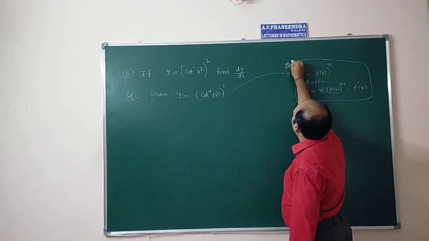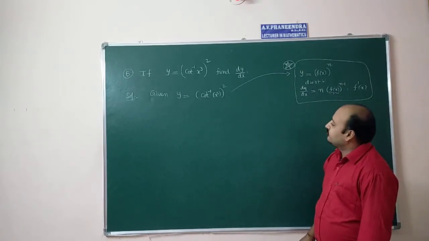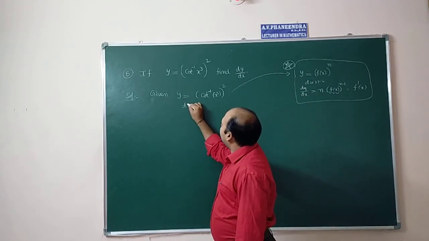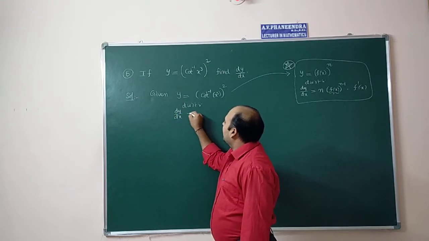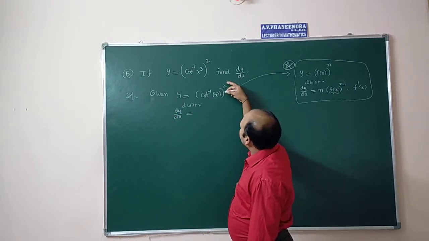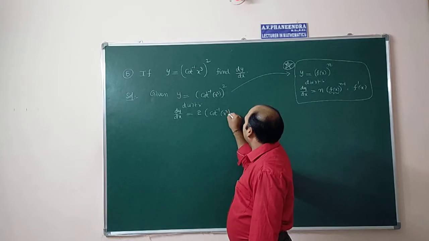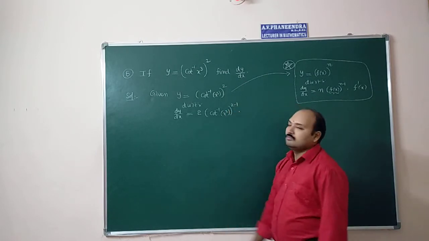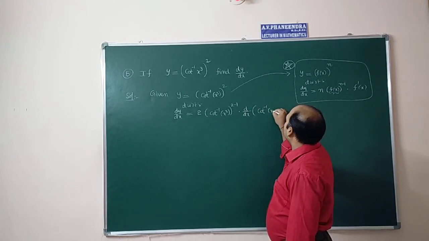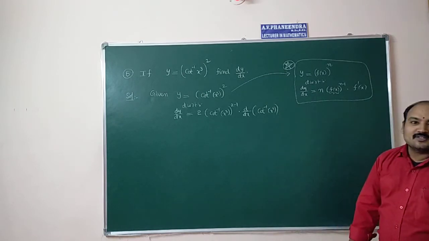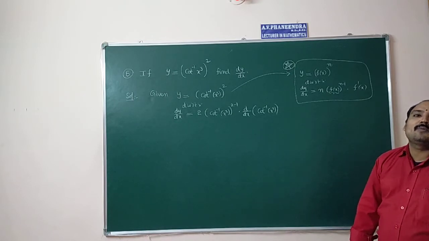This is the application. How to do it? Here also f of x is cot inverse x cube. So first you have to apply this step. Differentiate with respect to x. The derivative of y is dy by dx equal to f of x whole power n. N is equal to what here? 2 into cot inverse of x cube whole power 2 minus 1 into d by dx of cot inverse of x cube. Do you know the formula of d by dx of cot inverse x? What is the formula for d by dx of cot inverse x? Minus 1 by 1 plus x square.